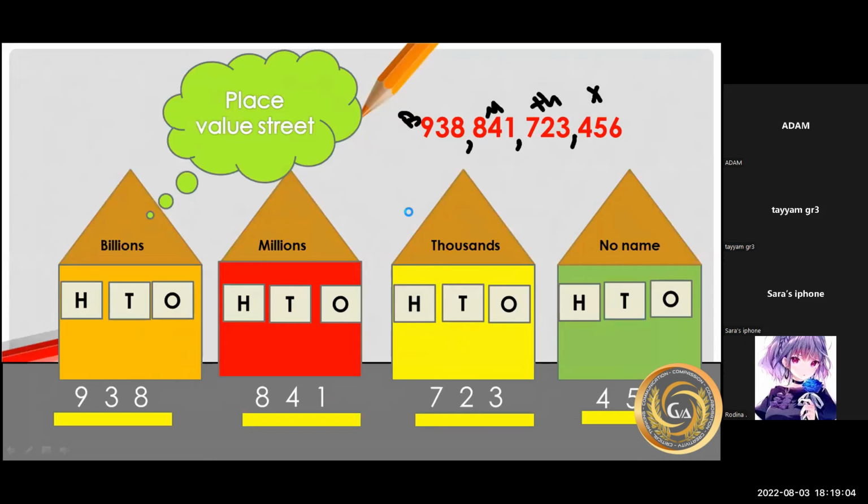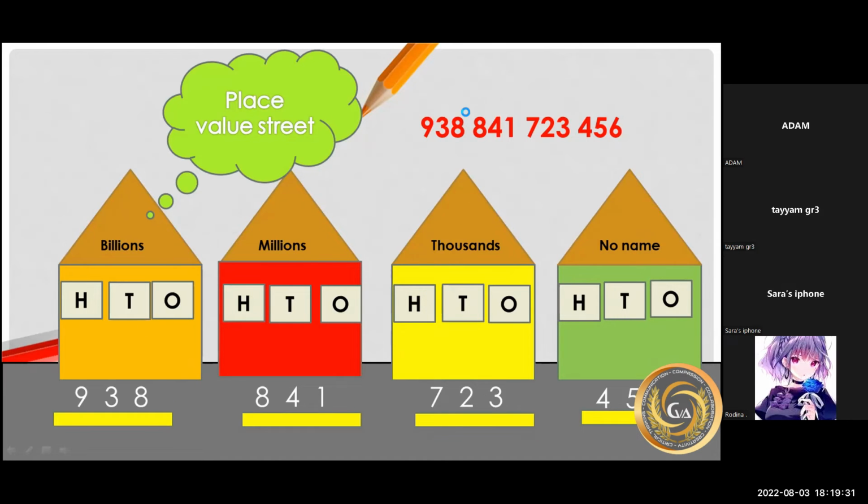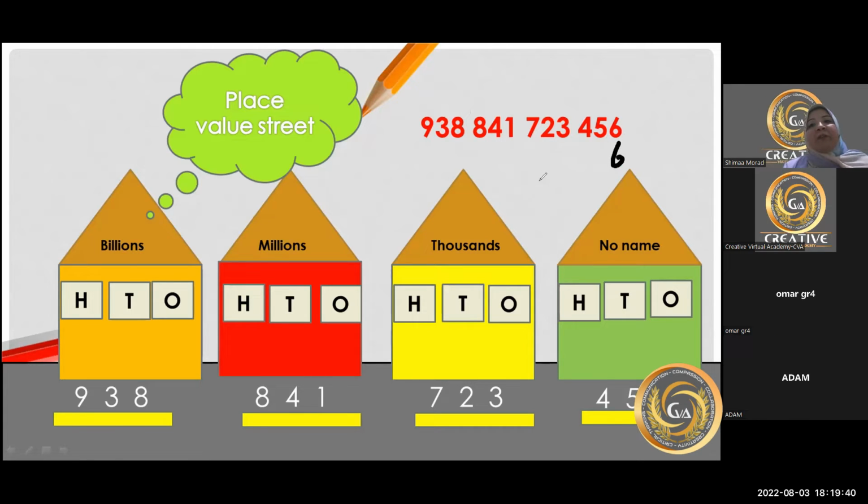But what about the value? I asked you about the place value, and I said if I want to write the place value, write the house name. But what about the value? Value means number. If I have a number in ones, like 6 here, it is ones. As value, I want to write the value of 6 without zero, so write 6 again. And what about the value of 4?